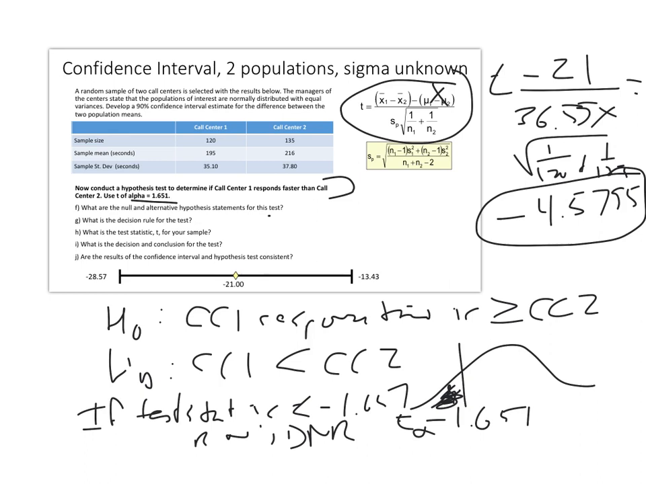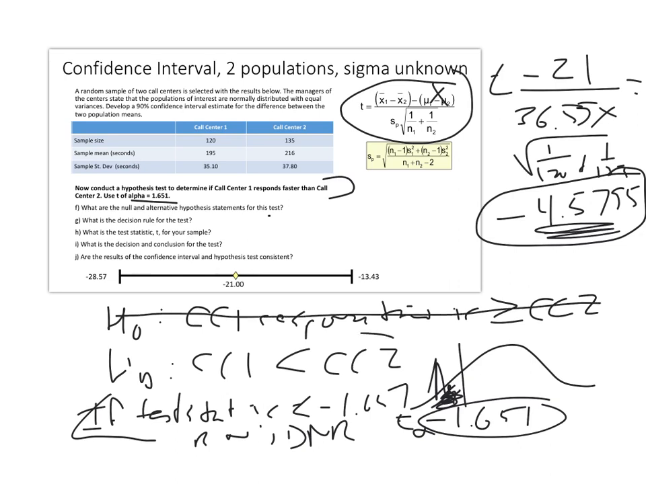All right, so the decision then, looking at our decision rule, if the test statistic is less than negative 1.651, we'd reject the null. Well, negative 4.5 here is less than negative 1.651, meaning it's in the rejection region. So we will reject the null here, and we will say that call center 1 response time is less than that of call center 2 based on our hypothesis test. Okay, so we've done those questions.